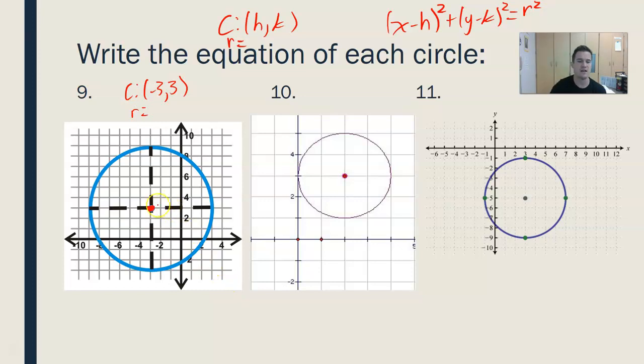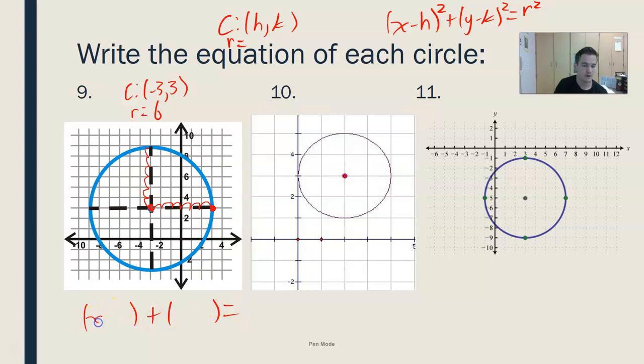Now I need to find the radius, or the distance from the center of the circle to the outside of the circle. And it's going to be easiest to find this radius either going straight up or down, or straight left or right. So for example, going from -3 all the way to +3 here, that's a radius of 1, 2, 3, 4, 5, 6. Same here, 1, 2, 3, 4, 5, 6. My radius is 6.